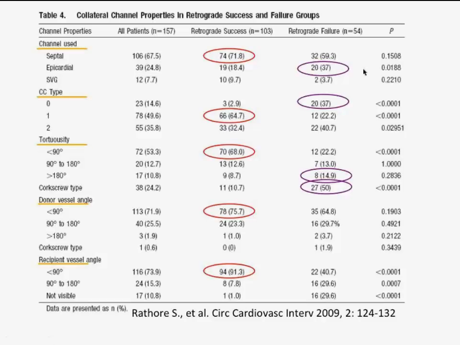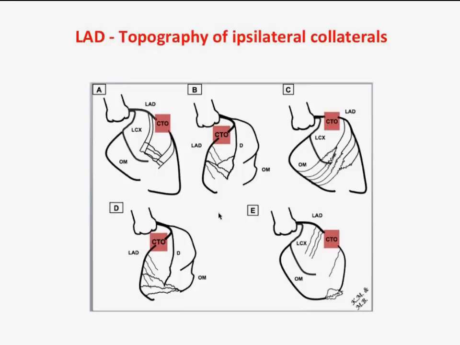So when you want to fail, what he figured out is just take an epicardial collateral, take a CC0, take a very, very tortuous corkscrew-type collateral, and then there is a very high percentage that you can't pass this collateral. When you want to have a good success, just take a septal, CC1, not tortuous, with a great donor and receptor angle. But as you will see in the next slides, we can also sometimes pass very complex collaterals. So what we did is we analyzed the topography of ipsilateral collaterals of the left and of the right system.